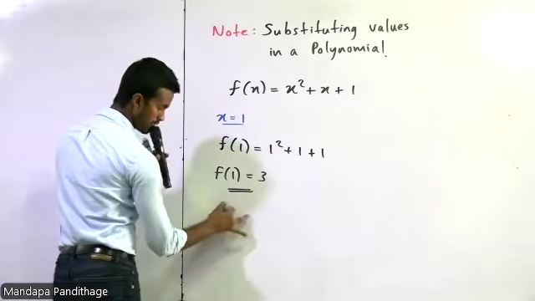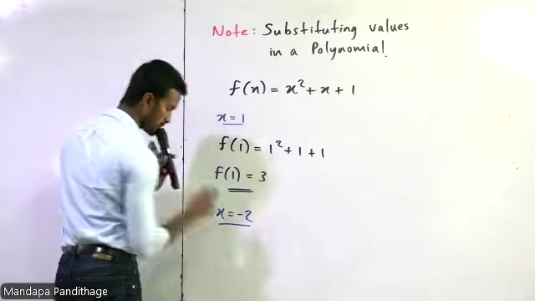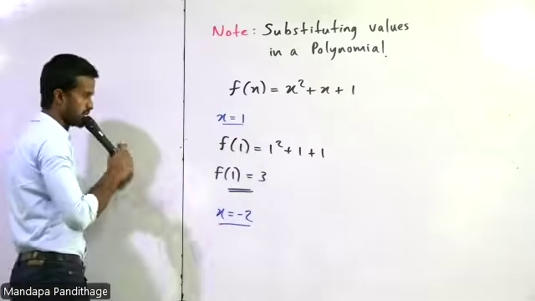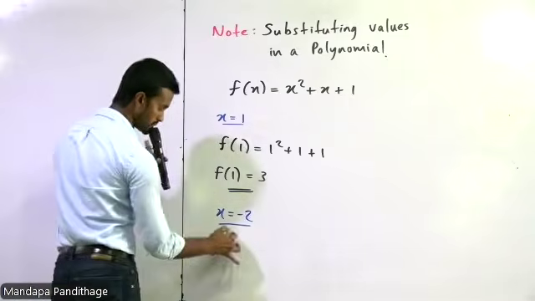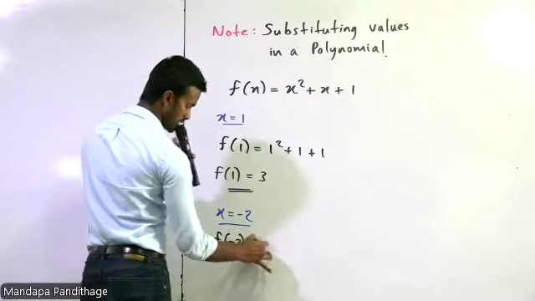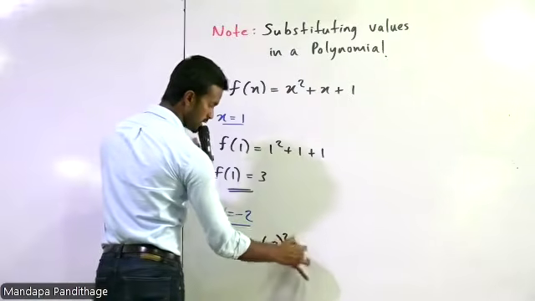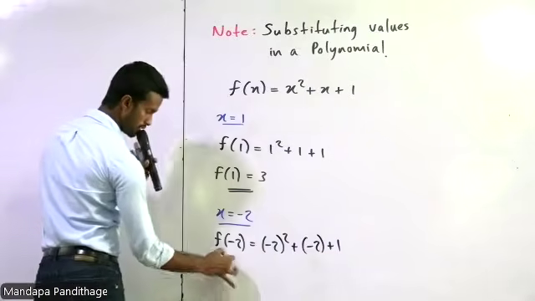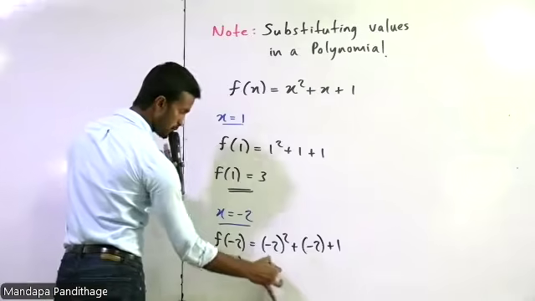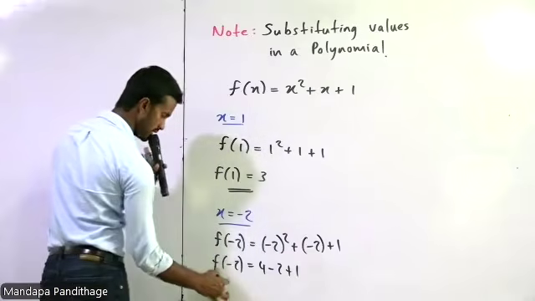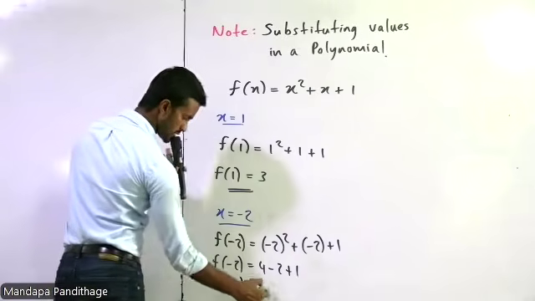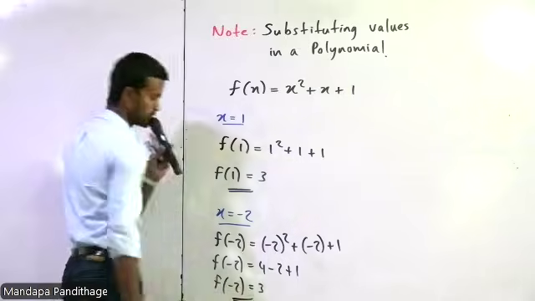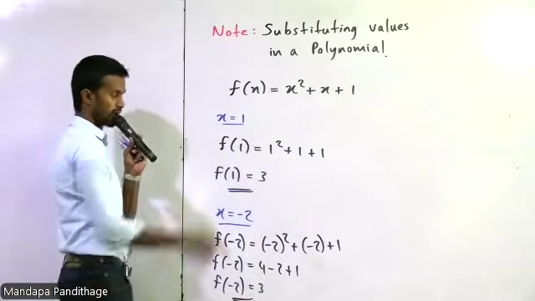Same thing if you consider x equals minus 2. f(minus 2) is equal to minus 2 squared plus minus 2 plus 1. So f(minus 2) is 4 minus 2 plus 1, which is 3. So substituting a value means every x should be replaced. That's all.